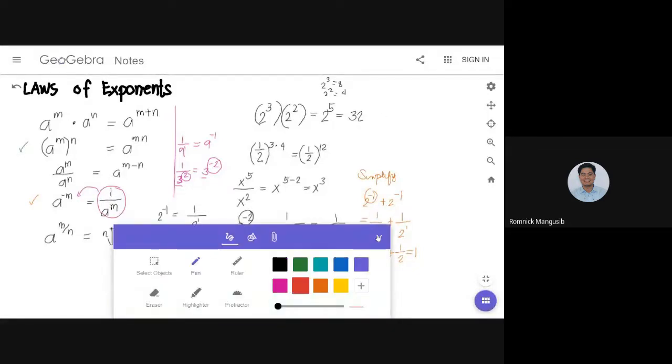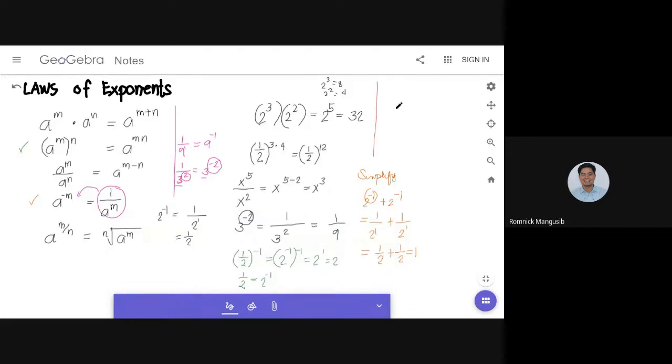Kaya kapag magkaroon ka ng isang inutusan kang i-rewrite ang a raised to 1/5, then your answer must be 5th root of a. 1 lang naman kasi itong numerator, raised to 1. So 5th root of a.